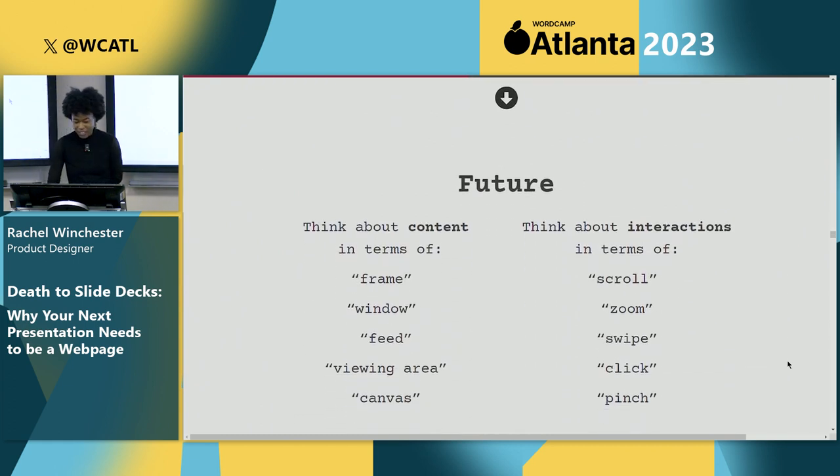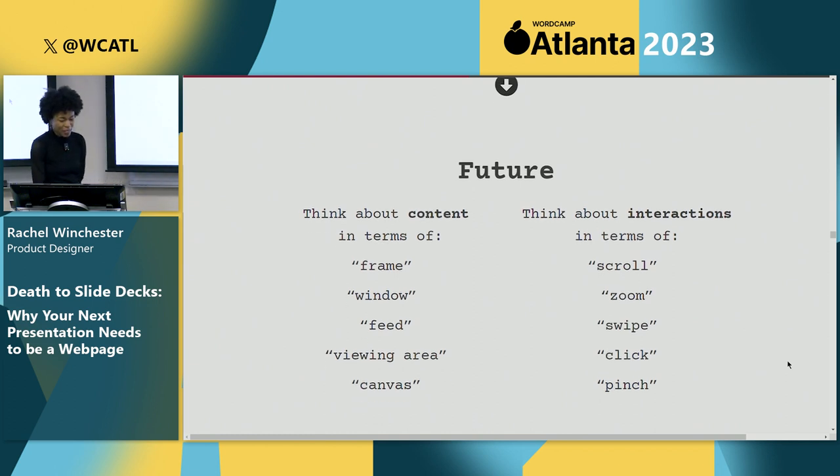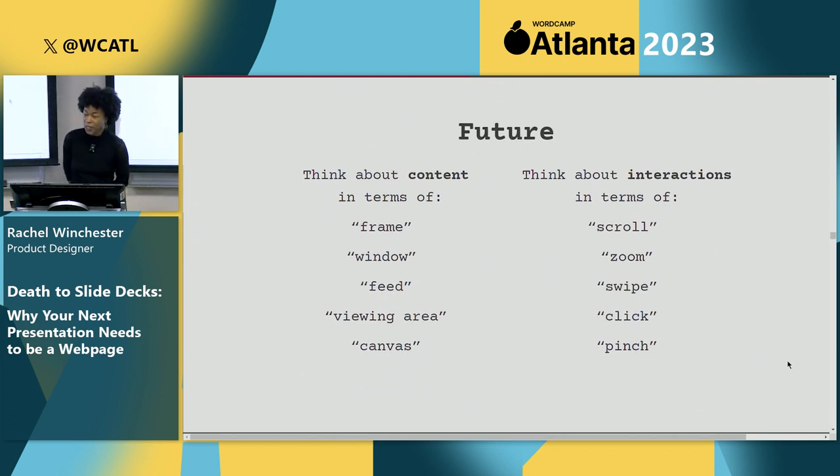So in the future, AKA now, starting now, we should think about content in terms of frame, window, feed, viewing area, and canvas. I think a lot of you are probably already aware of these words being used with tech. And we can think about interactions in terms of scroll, zoom, swipe, click, pinch, etc.